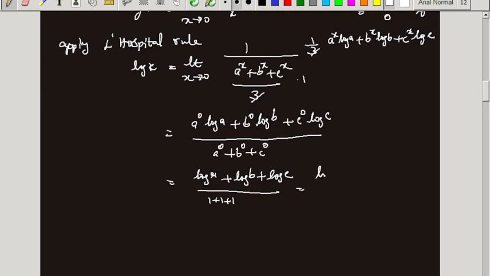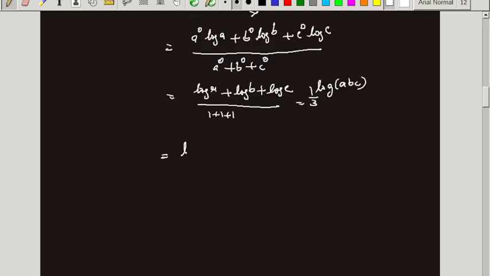So we can write this as log of a into b into c, dividing by 3. This is nothing but 1 by 3. We can write it as log of a into b into c power 1 by 3, which is nothing but equal to log k. So if we compare this one, we can write k equal to abc whole power 1 by 3 is the answer.